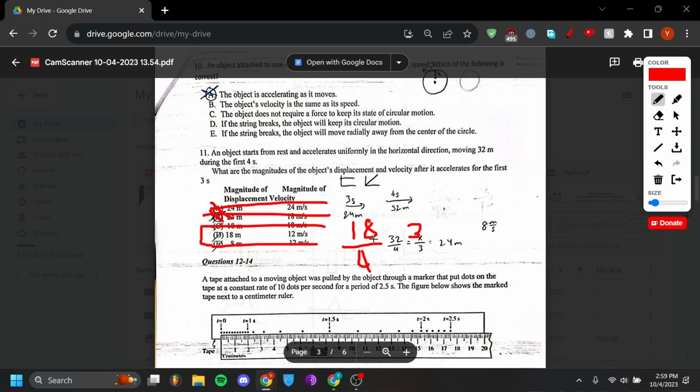What are the odd magnitudes of the... Oh, for the first 3 seconds. Okay. So it moves 32 meters in 4 seconds. So in 3 seconds, it's going to be 32 times 3. So that's 24 meters. That's not right.